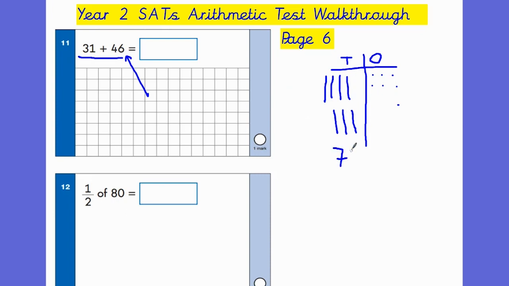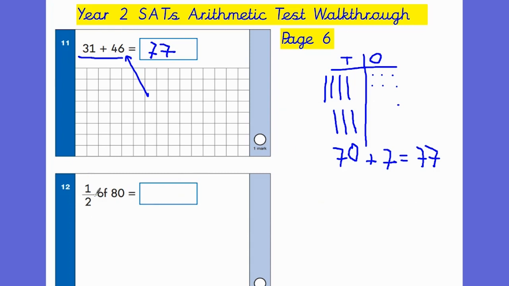Write it down here. And then count the ones. 1, 2, 3, 4, 5, 6, and 7. And then the last step is to add those 2 bits together, giving us a final answer of 77. And make sure the children are encouraged to write their answer in the box. So that's using a tens and ones grid to help solve that question for Year 2 children.